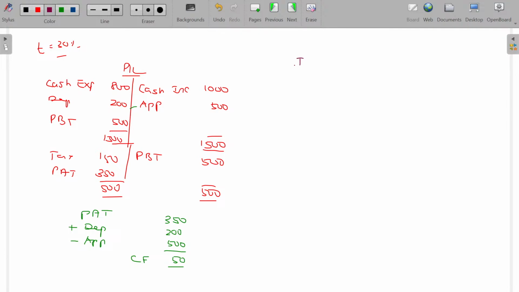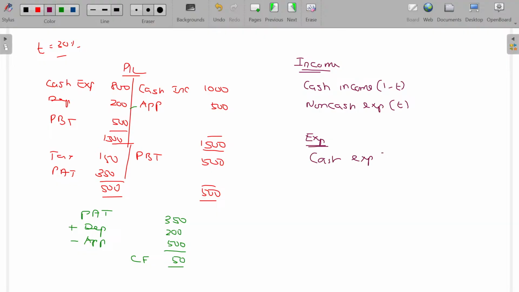How? Income, non-cash income. In case of cash income, 1 minus t will be taken. In case of non-cash expenses, into t will be taken as your income. In case of cash expenses, 1 minus t will be taken. Non-cash income, on that into t will be your expenses. Find out all the items one after one.